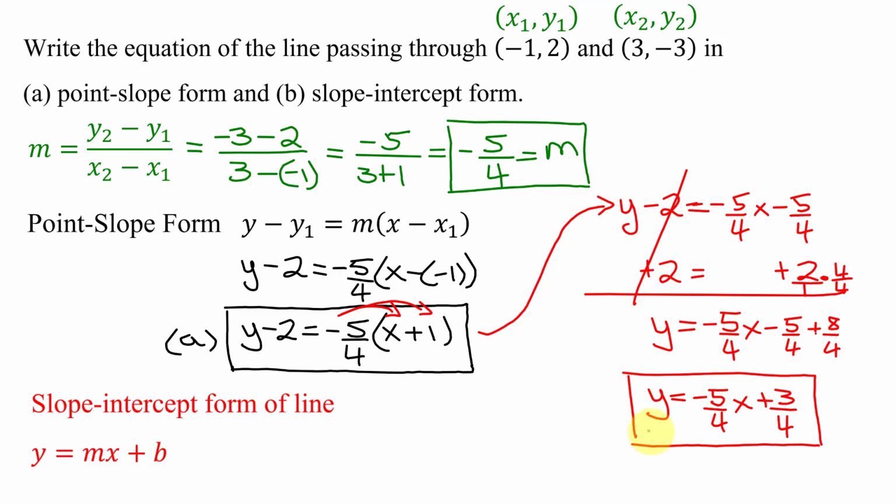And this is a more useful form for the equation. The point-slope form depends on the point you use. It would look different if I'd used the second point, but the slope-intercept form is independent of whichever point you use to find the equation. So that's why this is the preferred form of the answer.